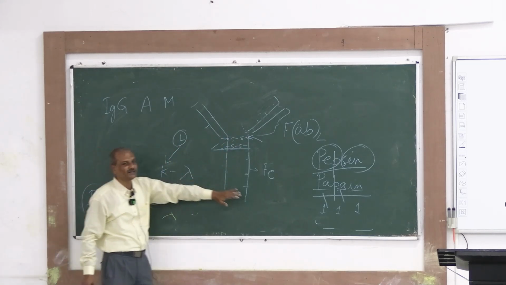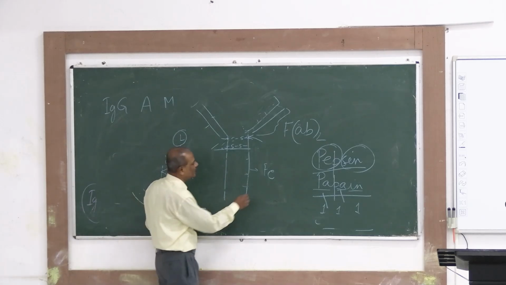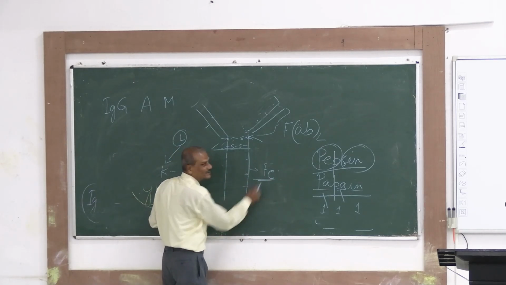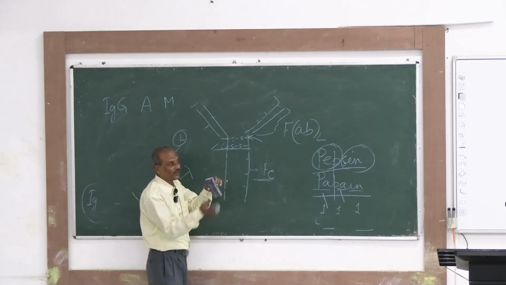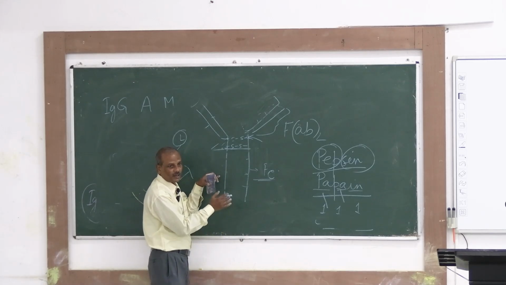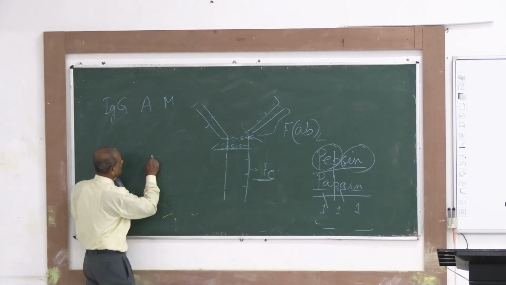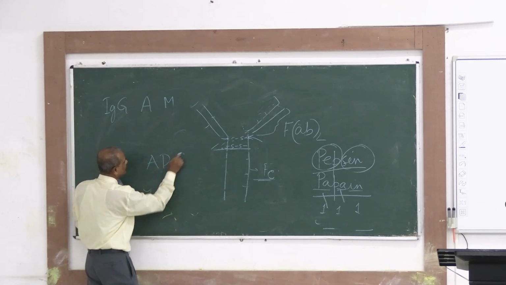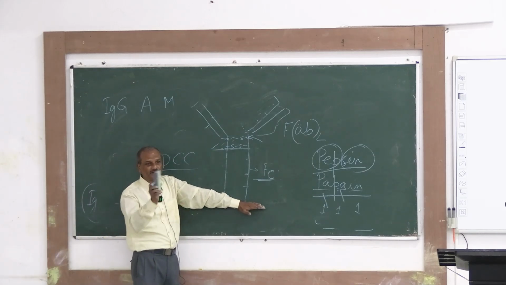Now then, what is the function of the FC portion? It basically is a glycoprotein. It acts as a receptor and it binds with macrophages or other cells; there is a process called antibody dependent cell-mediated cytotoxicity, ADCC. So this part is to be recognized by the cell surface.